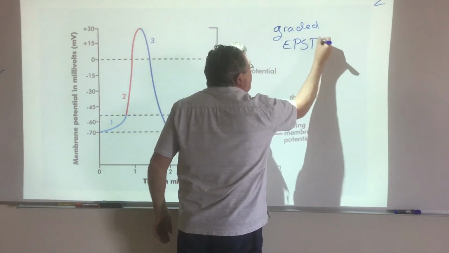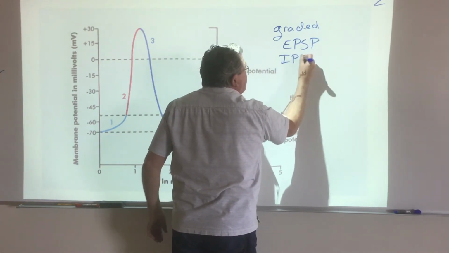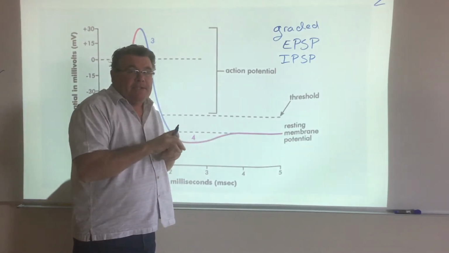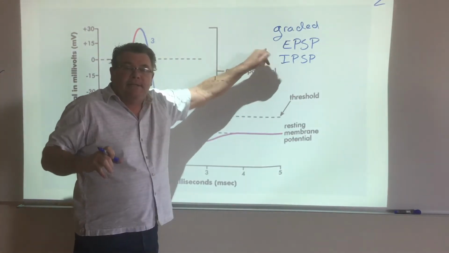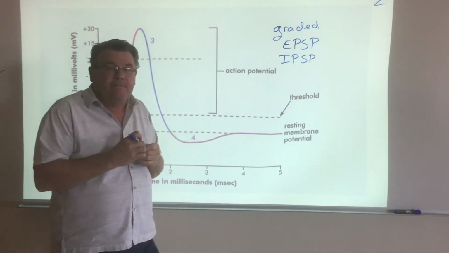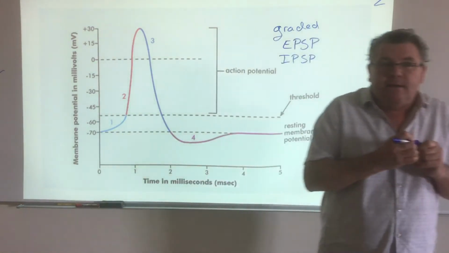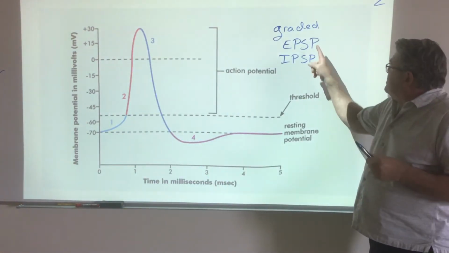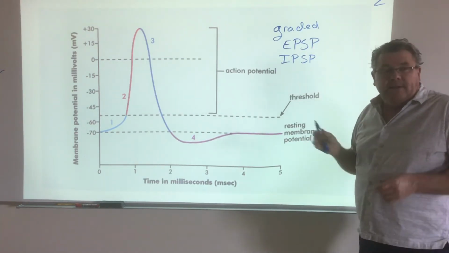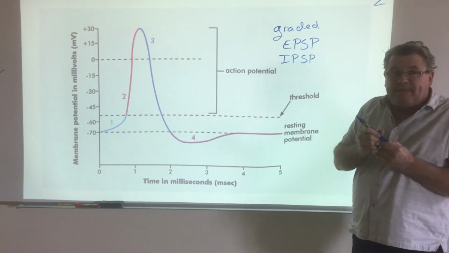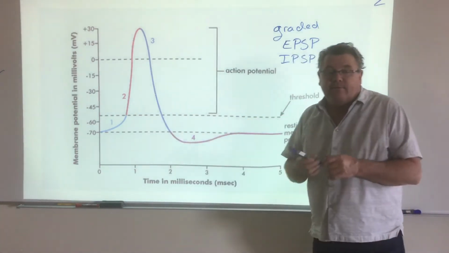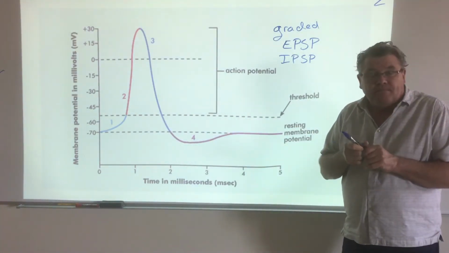EPSPs or IPSPs. And here's what this means. This acronym, the first one is excitatory, which means getting closer to the threshold, postsynaptic potentials, which we really haven't talked about synapses yet, but we will. And IPSP is inhibitory postsynaptic potentials, which means those are driving this further away from hitting this threshold.